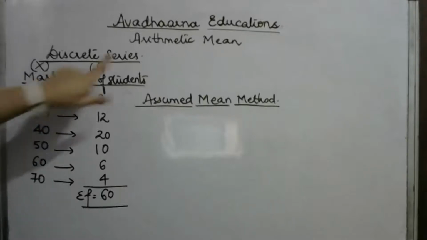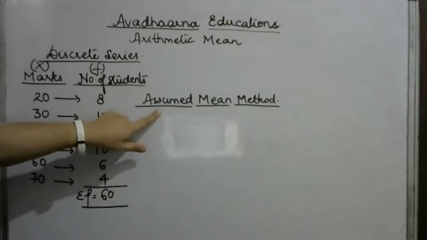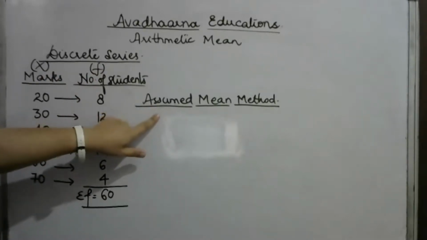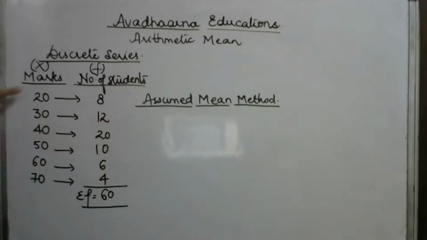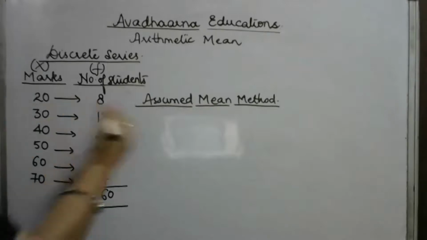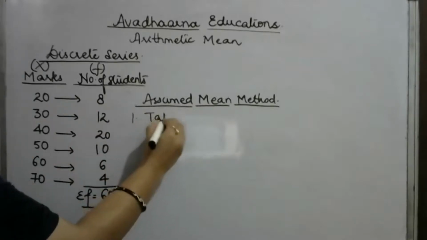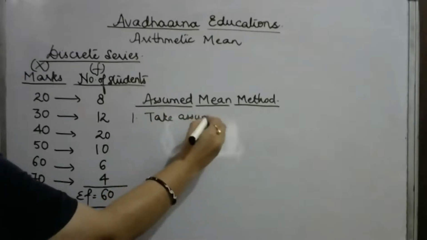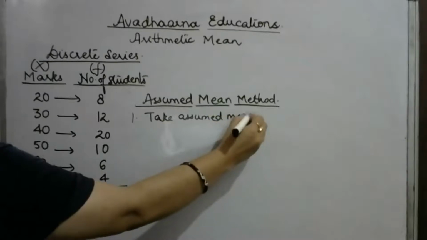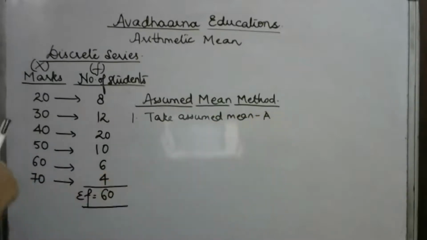Now let's learn how to calculate arithmetic mean in case of discrete series by the second method, that is the assumed mean method. Assumed mean method is also known as shortcut method. As the name indicates, from these x variables, that is marks in case of this question, we are going to take any value as an assumed mean. So the first step is take assumed mean and let it be A, from among any of these variables.